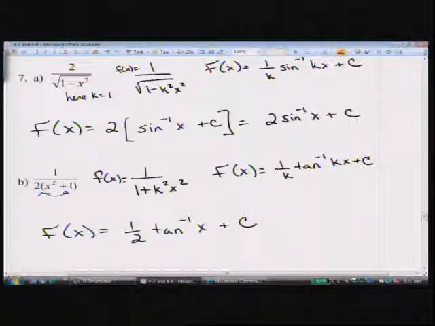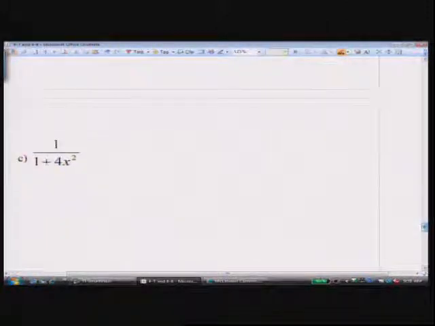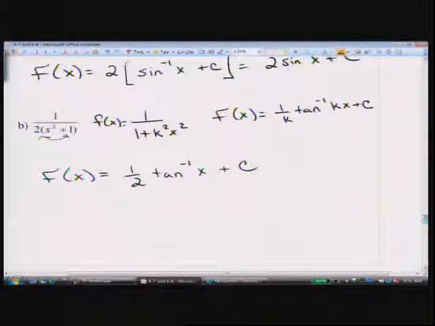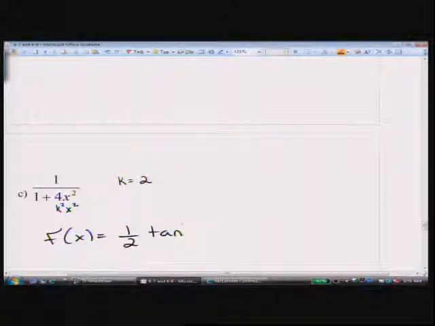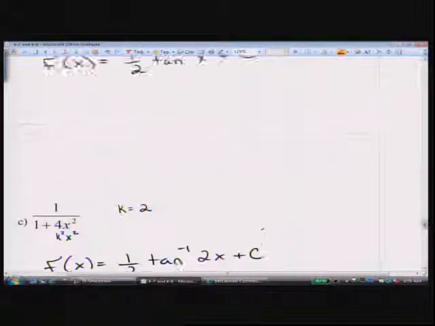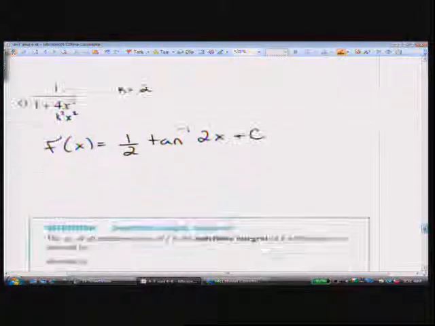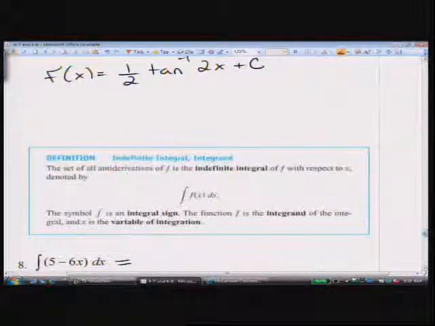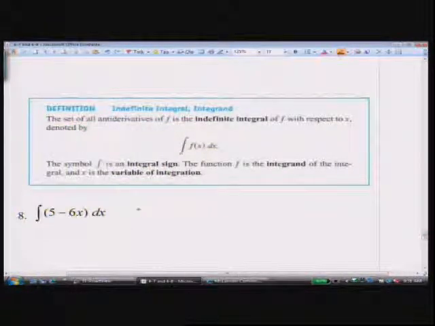So this was very exciting. All right, this one's more exciting, right? Because this is k squared and this is x squared, right? So you have to recognize that k on this one is 2, not 4. Okay, and so it's going to be 1 over 2 inverse tangent 2x plus c, using the formula.